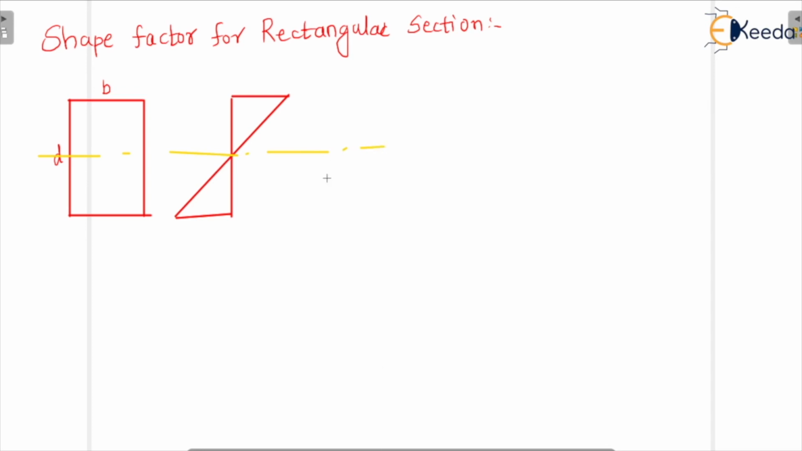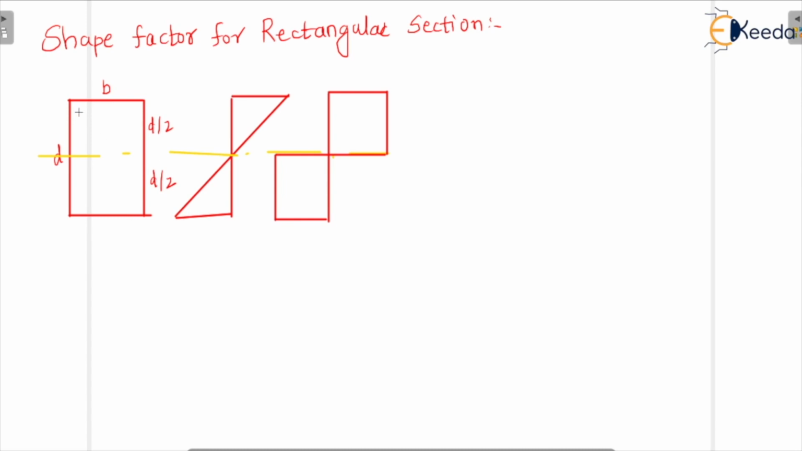Okay. So this is a stress diagram, and even the plastic moment. We can show the plastic moment like this. If this is a rectangular section, now we can say that this is half. This is the neutral axis, the dotted line. This is, we can say, d by 2, d by 2.